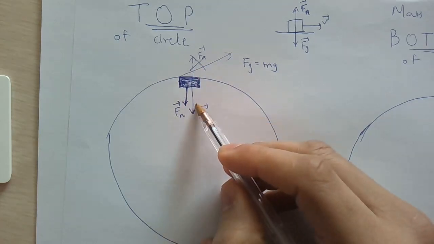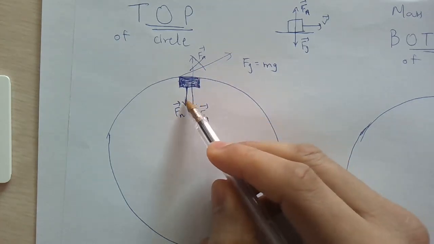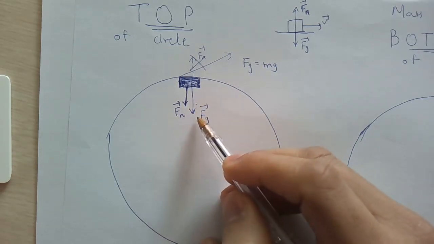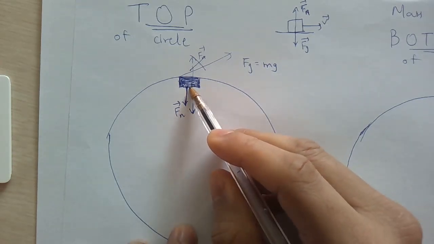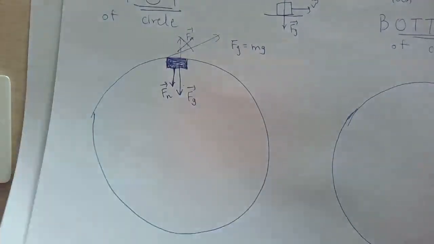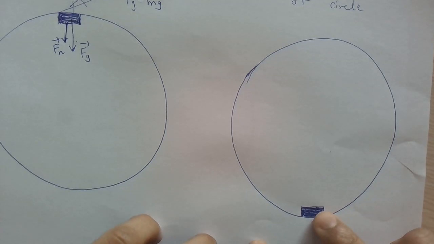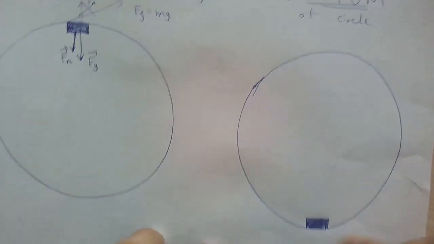Never mind the different sizes of the arrows. I'm just showing that to differentiate between both of the forces. So this is what happens when the body is at the top of the circle, and we can apply the same logic when the body is at the bottom of the circle, right? Mass at the bottom of the circle.